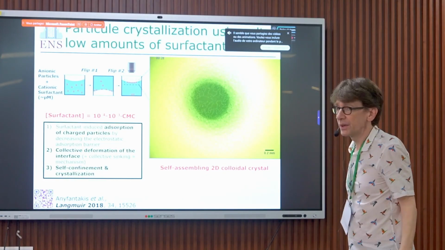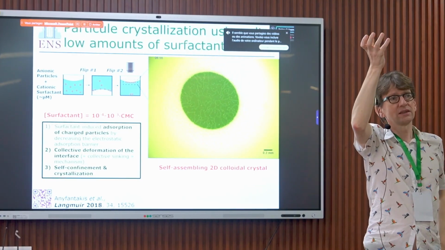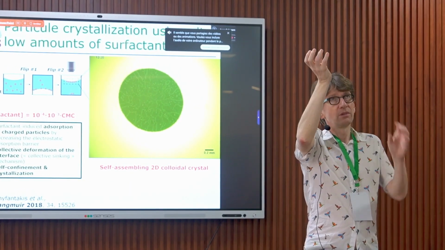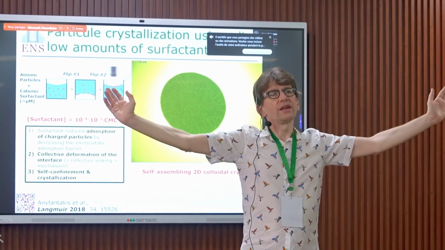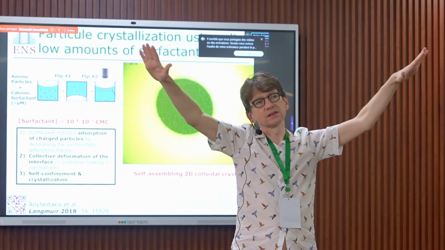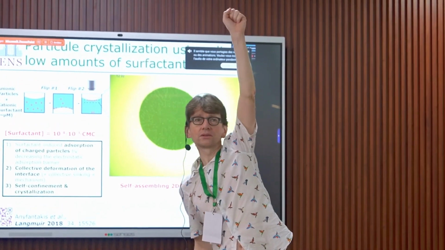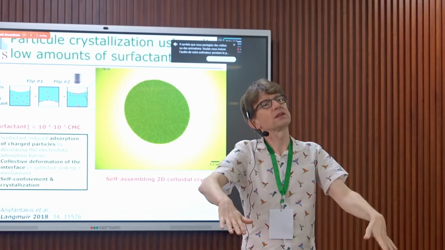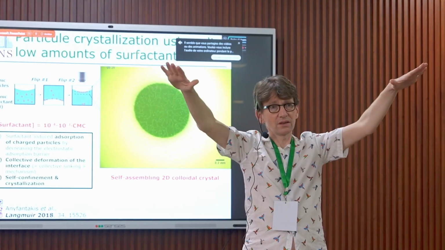So they are adsorbed at my interface, and a single particle cannot deform the interface. It's too small. But if you have many of them, the collective weight of these particles can become enough to deform the interface collectively. It's like if I hung from the ceiling, maybe nothing happens, but if we all hung from the ceiling, maybe everything would collapse. So here the particles, if they are in large numbers, can deform the interface together.